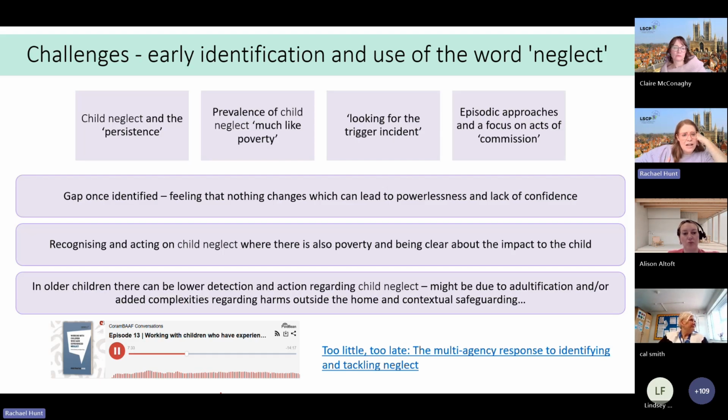And again, recognising and acting on child neglect where there is also poverty, and being clear about the impact to the child. Again, it's that real big challenge, isn't it, about understanding that someone's experiencing poverty and being trauma informed in our approach, but also knowing that there's an impact on that child. And, like we've said, it's always about the child and what life is like for them, and whether anything is changing.